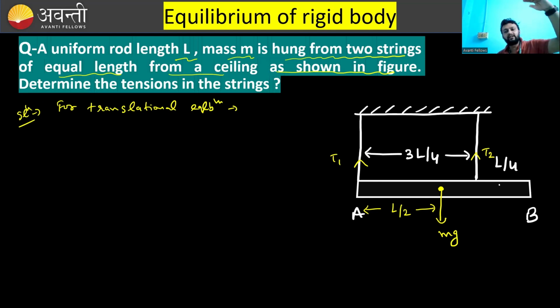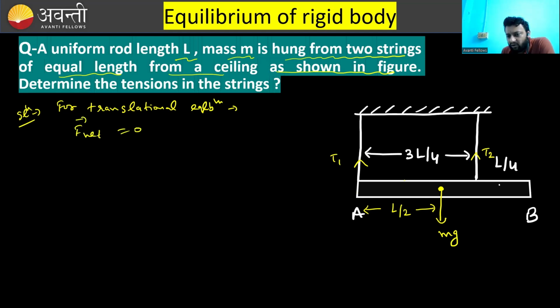If it is hanged from the ceiling, then it cannot move, it's just hanged. So it cannot move, which means it has no acceleration. That's why I'm applying translational equilibrium. For translational equilibrium, what we have learned is that F net is equal to 0.